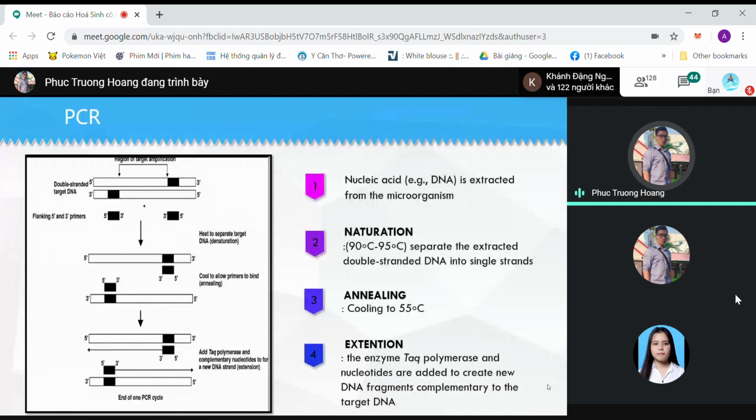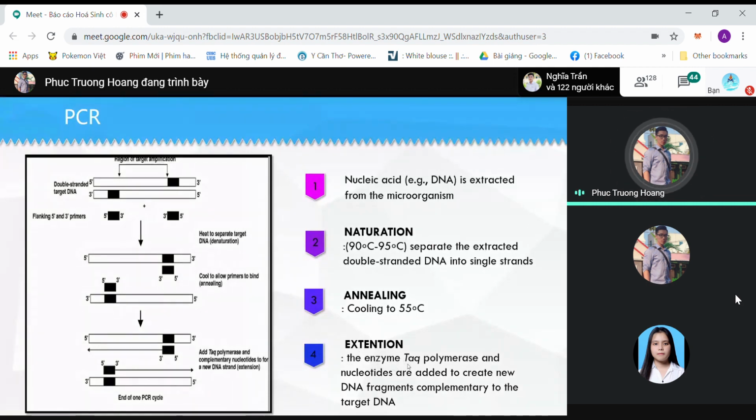PCR involves four steps. First, we need to extract nucleic acid from the microorganism. Next, we do denaturation at 90 to 95 degrees Celsius, which separates the extracted double-strand DNA into single strands. The third step is annealing: we cool to 55 degrees Celsius to allow primers, as you can see the black ones here, to bind to the single strands that we separated. And the last step is extension.